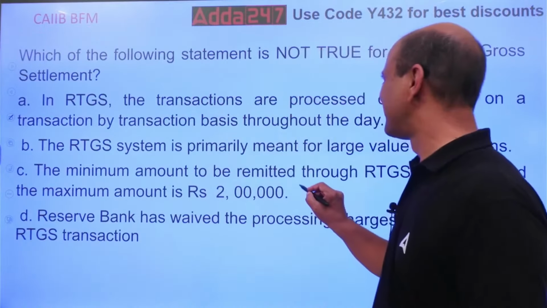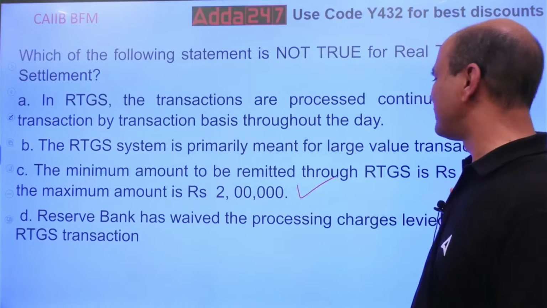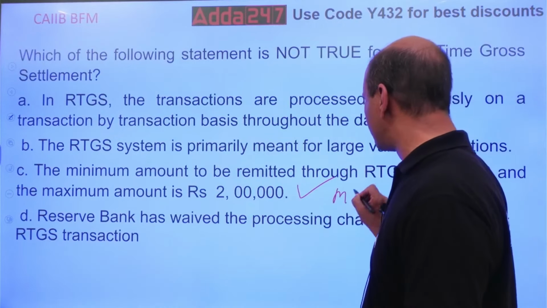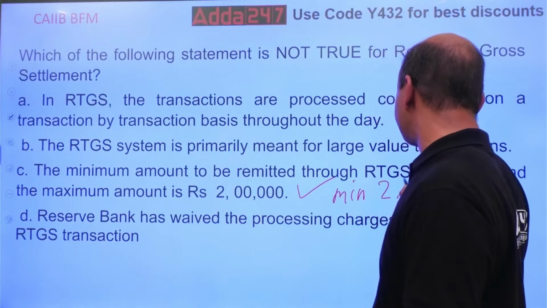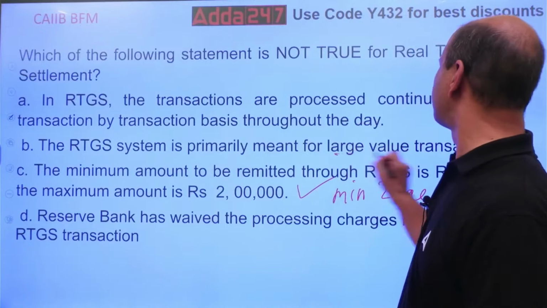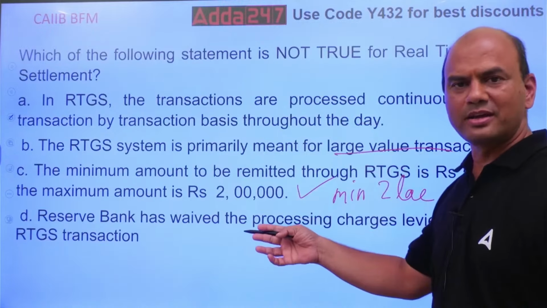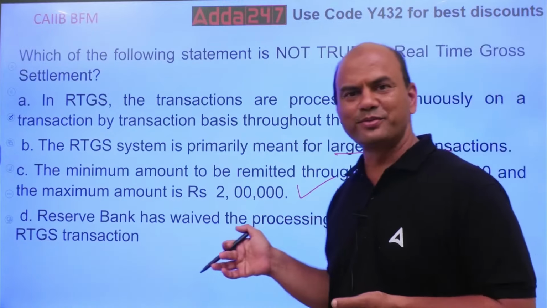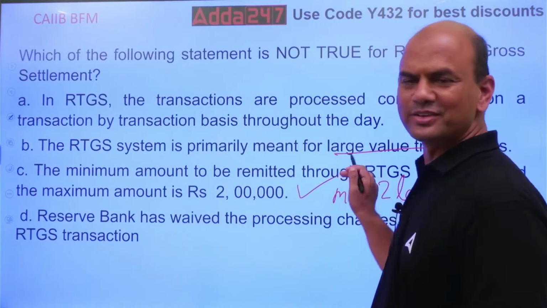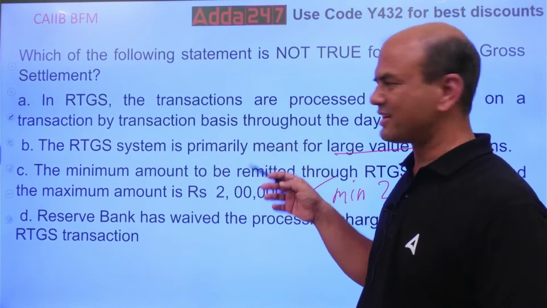The answer is C. Minimum amount 500, and what is all this? RTGS has minimum amount of 2 lakh rupees. 2 lakh. That's why we call it high value, large value transactions. If I'm calling large value and then saying 2 lakh, is 2 lakh a large value? Okay, so this is gone. Okay, so remaining all are correct.